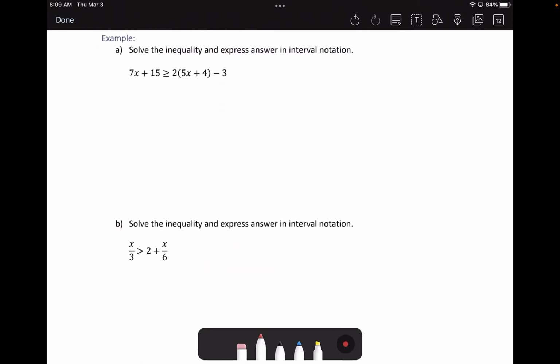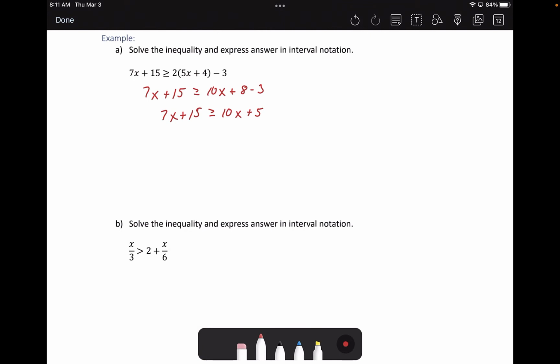The first thing we'll do is distribute the 2 on the right side. 7x plus 15 is greater than or equal to 10x plus 8 minus 3. Combine like terms on the right side. 7x plus 15 is greater than or equal to 10x plus 5. Now we want to put all the x's on one side and the constants on the other. It doesn't matter which side you put x on. I prefer to put x on the left.